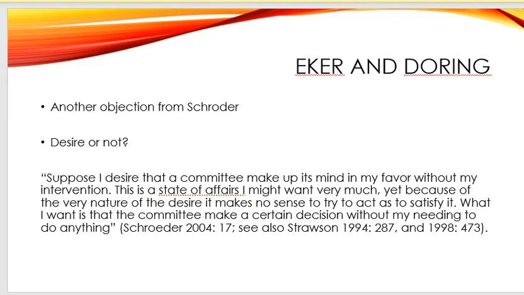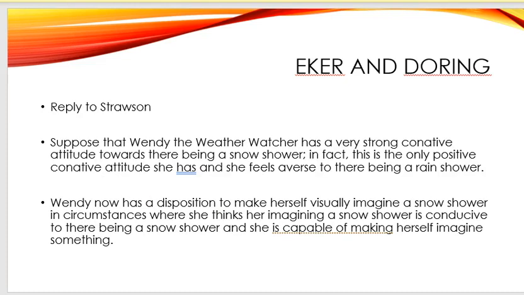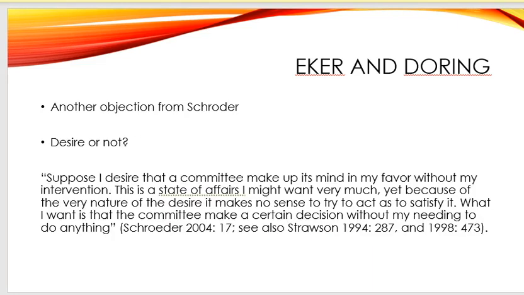So what would Eckert and Dorian say to Schroeder in this case? This is something I want you to think about. And what could Eckert and Dorian say to Schroeder's example? Because you can find this footnote and see what they do say, in fact. But think about what they could say, right?